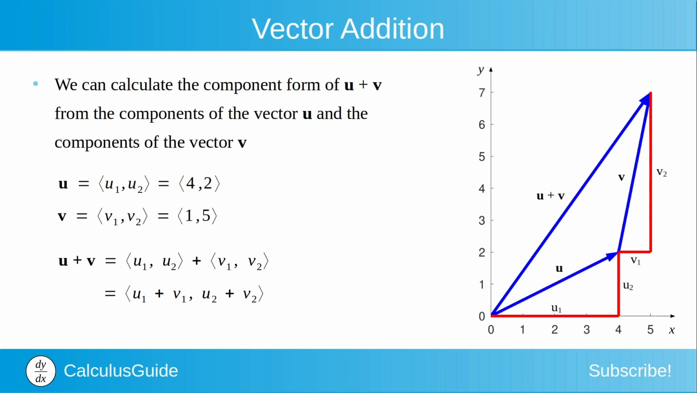u1 is equal to 4, and v1 is equal to 1. u2 is equal to 2, and v2 is equal to 5. 4 plus 1 is equal to 5, and 2 plus 5 is equal to 7. So we've calculated that the component form of the resultant vector u plus v is 5, 7, and we've calculated this from the components of the vector u and the components of the vector v.